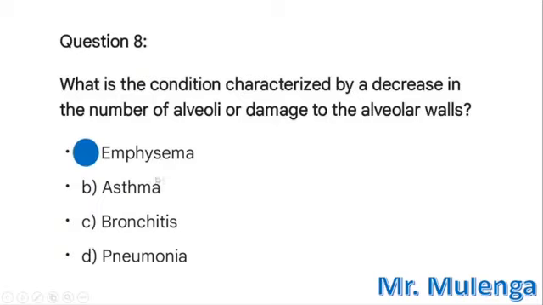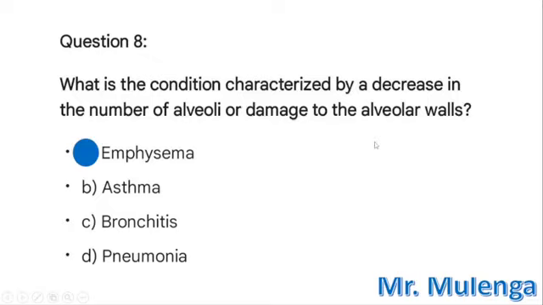It's the one that is going to characterize a decrease in the number of alveoli and damage to the alveolar walls. Some of the common causes of emphysema are smoking cigarettes and also exposure to second-hand smoke. If you are not smoking, but you are near people who are smoking, you become a passive smoker. Also air pollution, chemical fumes, and certain occupational dust. In rare cases, emphysema can also be caused by genetic conditions. So we have answered our question 8.